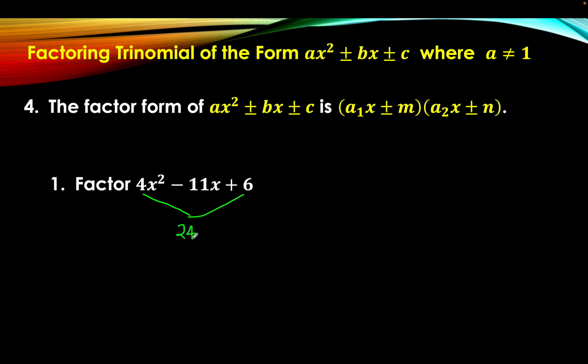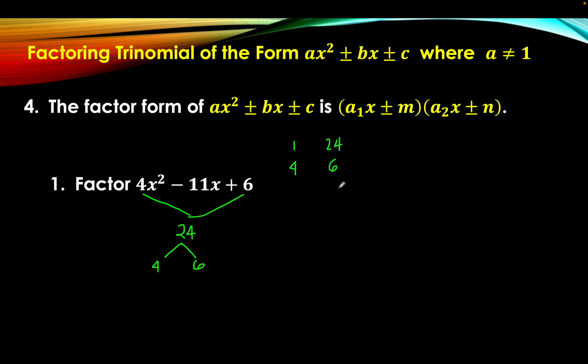So basically, we could have 1 and 24 as first factors, right? If we're going to use the factor method, the first pair of integers is 1 and 24. Then we have, let's use 4 and 6 here. We can use the factors from the multiplication table.